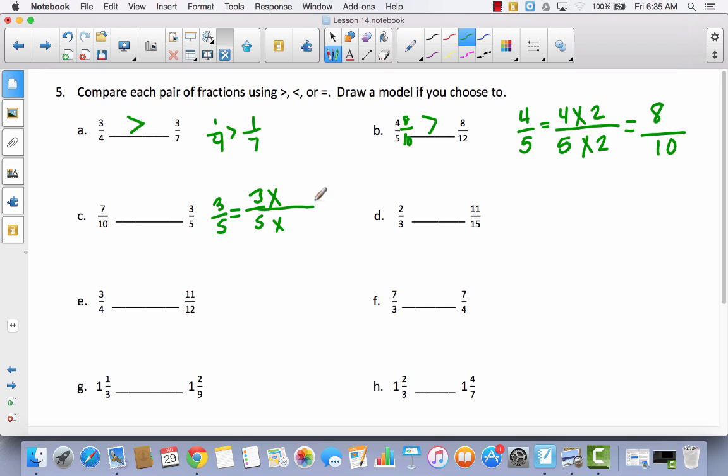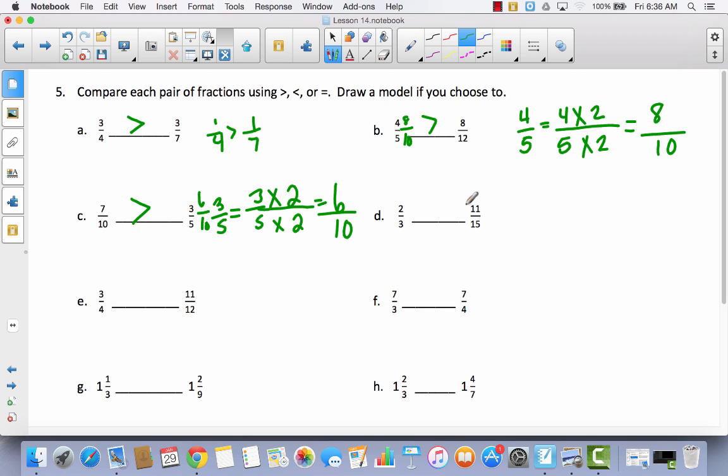What would I have to multiply 5 by to have a 10 as a denominator? Well, I'd have to multiply it times 2. So whatever I multiply the denominator by, I multiply the numerator by. So now I have 6/10. So now I'm comparing 7/10 and 6/10. Which would be greater? Well, 7 is more than 6, so 7/10 is more than 6/10.